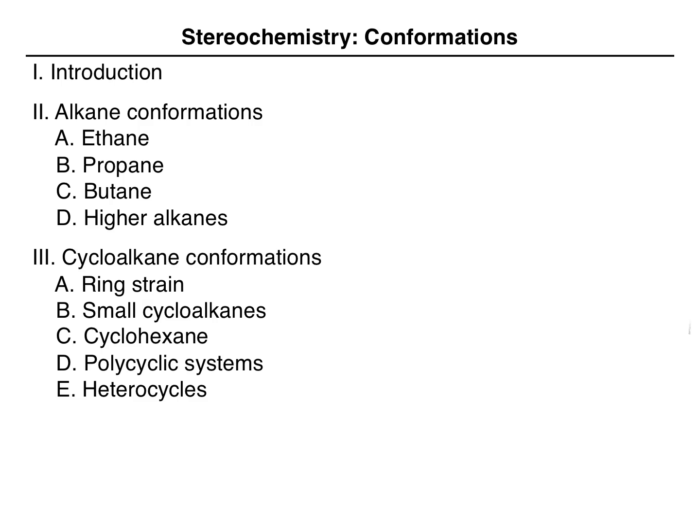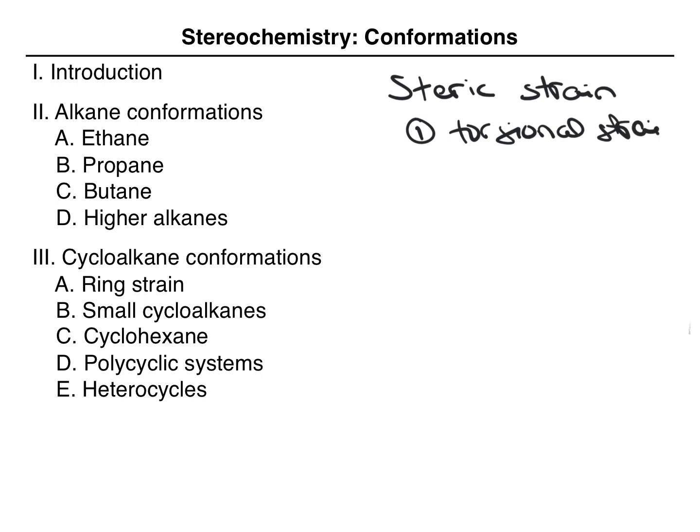Earlier in this chapter, we looked at alkane conformations and we introduced several types of steric strain. The first is torsional strain, where bonds are essentially overlapping with each other. If we have an eclipsed conformation, we have maximum torsional strain. If we have a staggered conformation, we have minimal torsional strain.